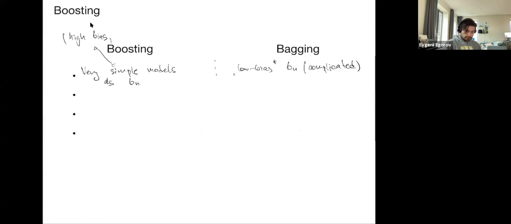Let's also note that this is high bias, but low variance. Because if we train sequentially, adapting to previous models, then we of course will have high variance. So each model should have low variance, so the overall variance is not so high. And this is again opposite to the bagging case, because there we should use low bias models, but we are not really restricted on variance.